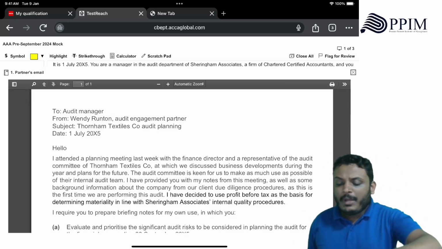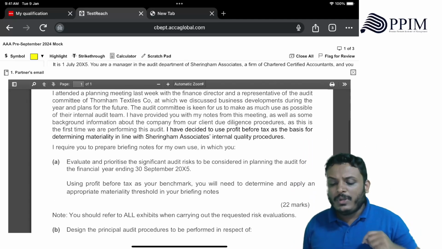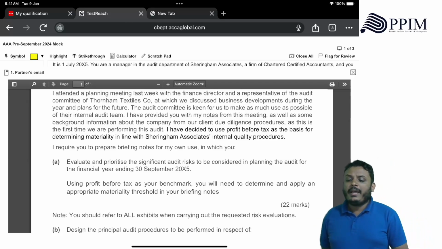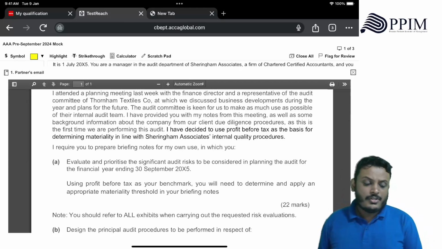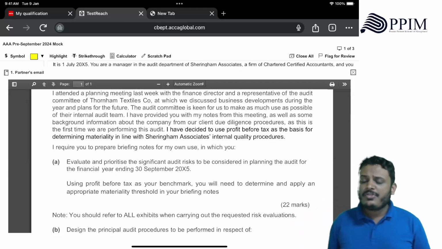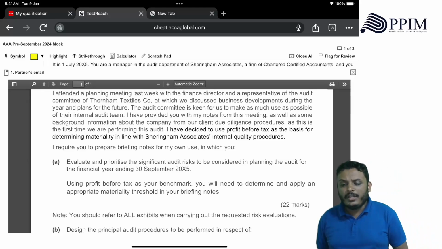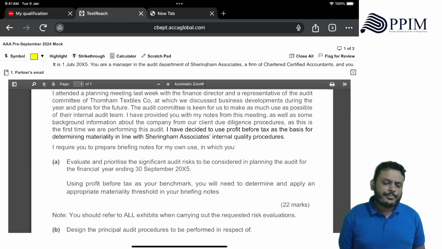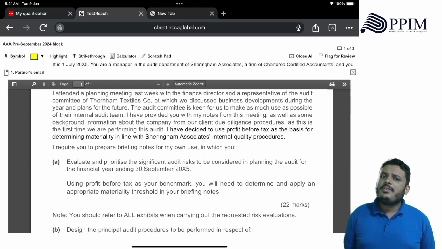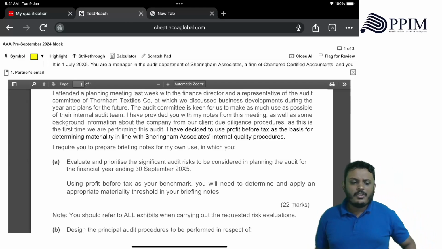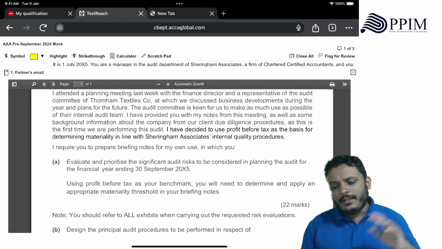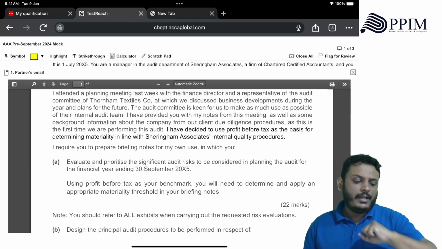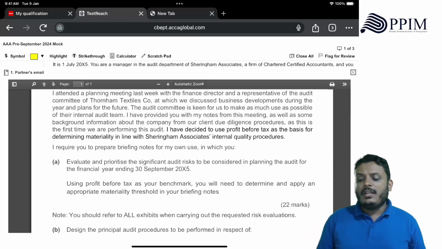I require you to prepare briefing notes for my own use in which you should evaluate or prioritize significant audit risk. So the question verb is audit risk. If they are asking a question on audit risk, that includes inherent risk, control risk, and detection risk. Inherent risk and control risk come from the client side, which we call risk of material misstatement, and then detection risk. So we need to identify and evaluate significant audit risk.